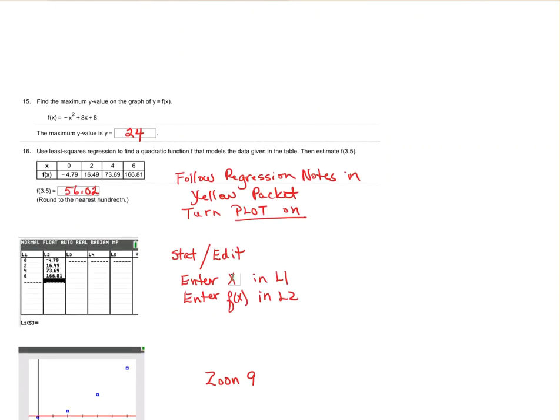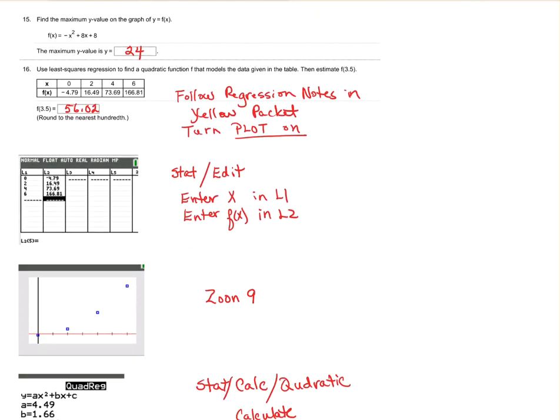Number 16 is a regression question. So let's talk about this. There is a regression notes page in the yellow packet. The first thing you want to do is turn the plot on following those directions. Then we're going to go to Stat and Edit on your calculator, and you'll put the top ones, the x values, in L1. You'll put the bottom numbers, the f of x, in L2. So that'll be that part.